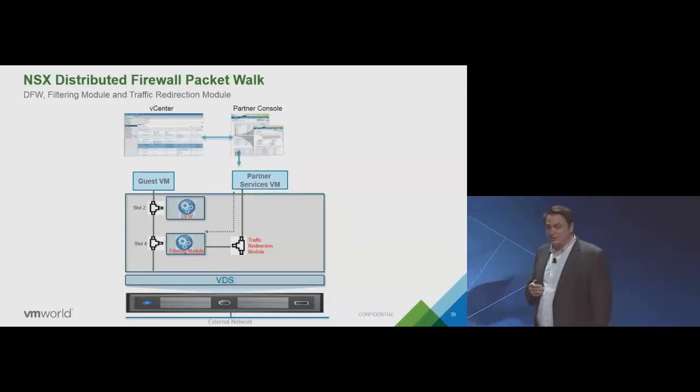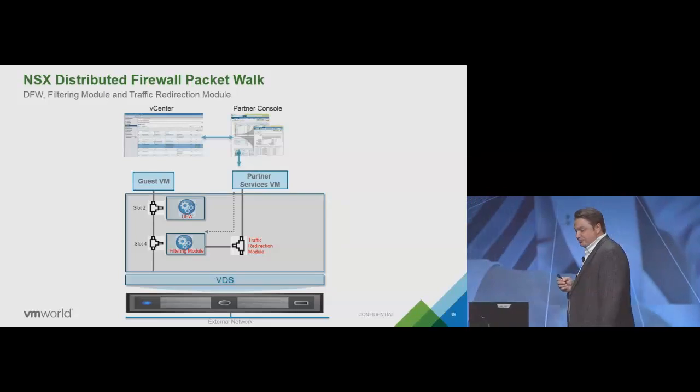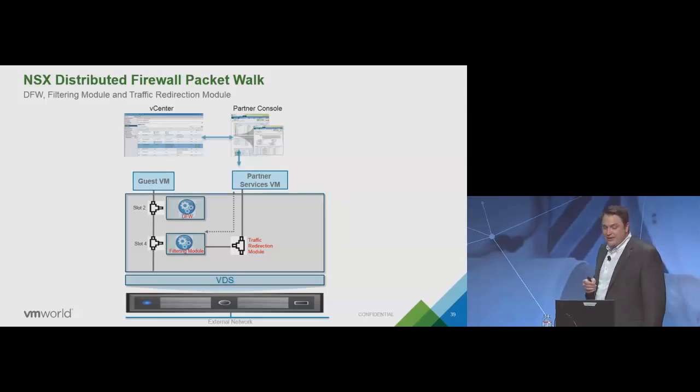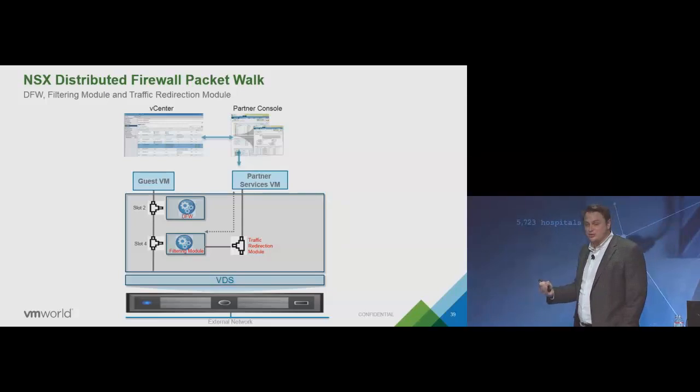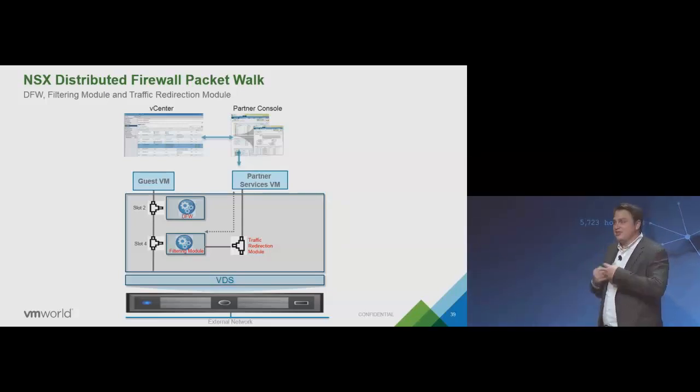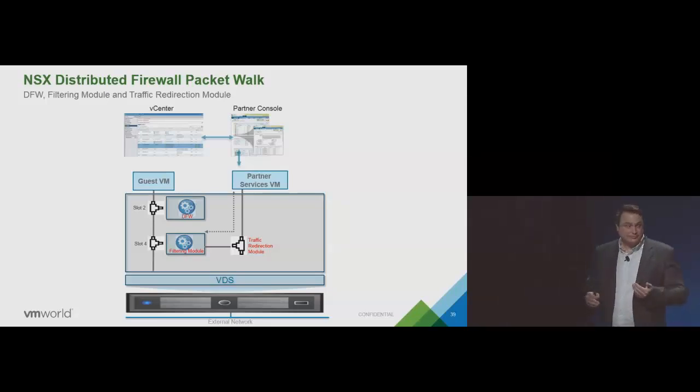So partner services, how do we integrate that? As I talked about before, the distributed firewalling happens before we even hit the virtual switch itself. So we have this idea of slices. We can move around slices depending on what order we want to execute things. But generally, you're going to have distributed firewalling hit first. You're going to do the distributed firewalling function, and then you're going to move along the row to other slices.